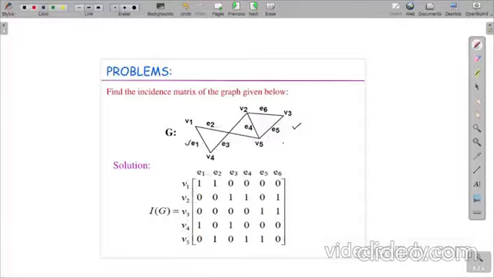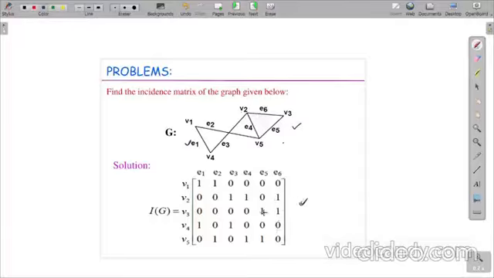Now we are considering one edge. Suppose we are considering edge E1. Edge E1 connects V1 and V4. Edge E2 connects V1 and V5. Edge E3 connects V2 and V4. Edge E4 connects V2 and V5. Edge E5 connects V3 and V5. Edge E6 connects V2 and V3.